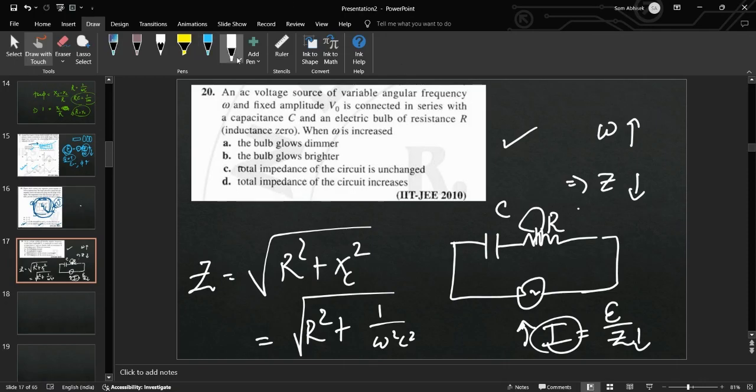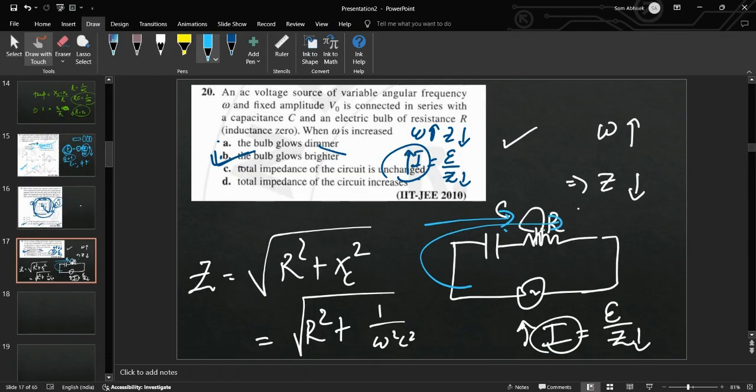Very good question again. Brighter. Got it? Omega increasing means Z will decrease, and we know current is equal to voltage by impedance Z, so current will increase. The current through the bulb will increase because it's a series connection, so all the current goes through the bulb and the capacitor also. That means the bulb will glow brighter.